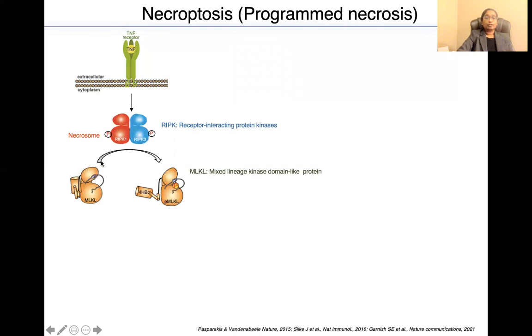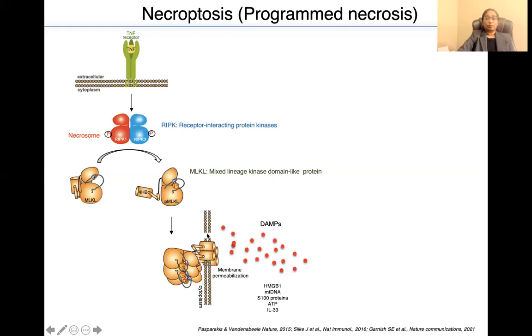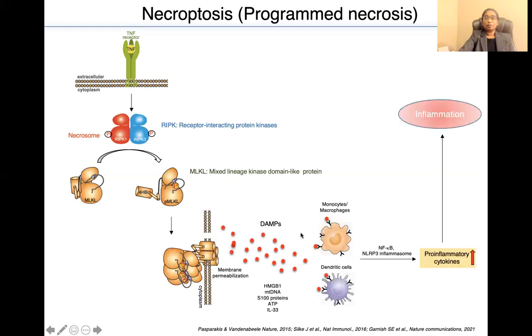The necrosome will lead to the phosphorylation of the third and the terminal kinase, which is MLKL, which is a pseudokinase. And phosphorylation of MLKL will lead to its conformational change, followed by its oligomerization and bind to the membrane. This will lead to membrane permeabilization. Once the membrane is permeabilized, the DAMPs will be released, which will bind to immune cells, leading to increased inflammation. And this inflammation can act as a positive feedback loop to activate necroptosis in other cells.